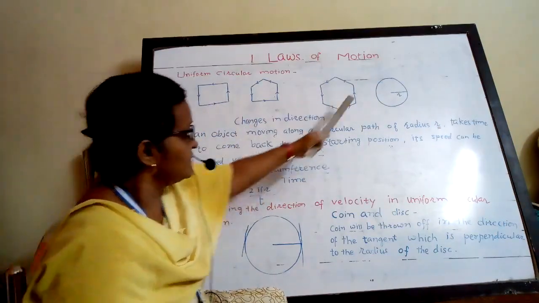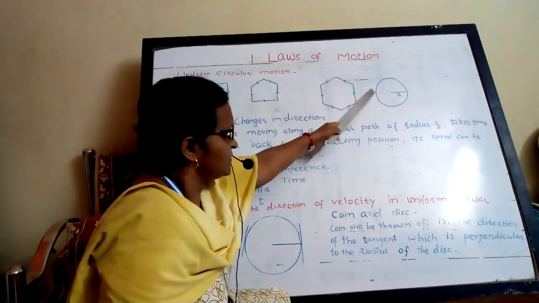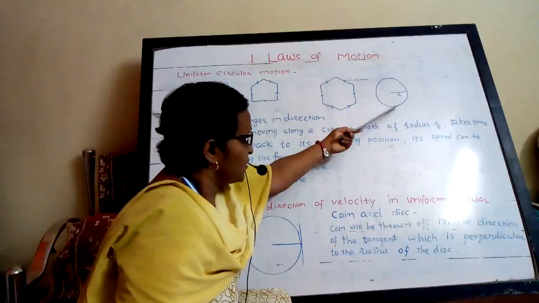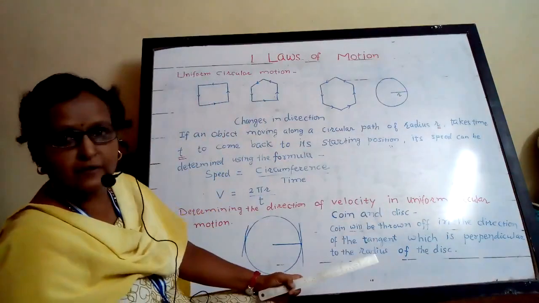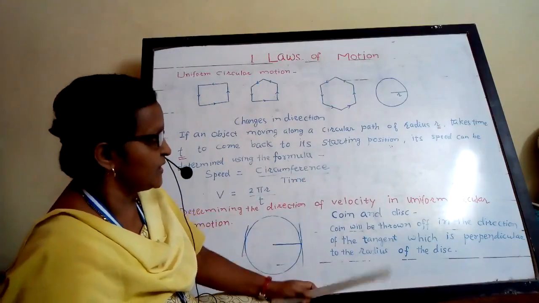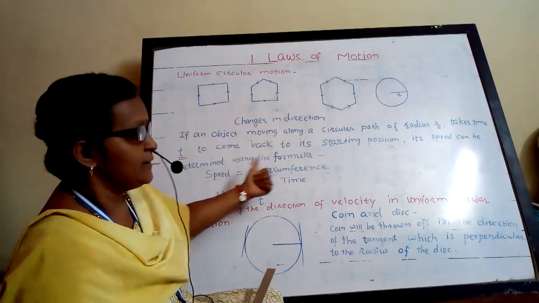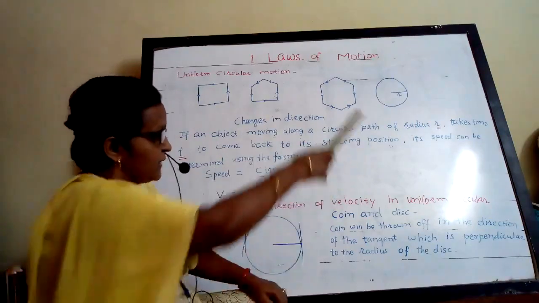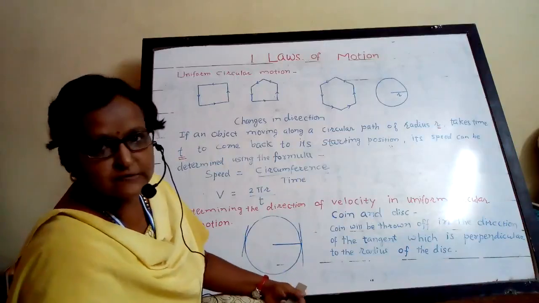To come back to its original or starting position, it starts from this point, again it is moving and coming to this point, which means it has completed one round in that circular path. So its speed can be determined by calculating the distance of the path, and speed is equal to distance upon time.